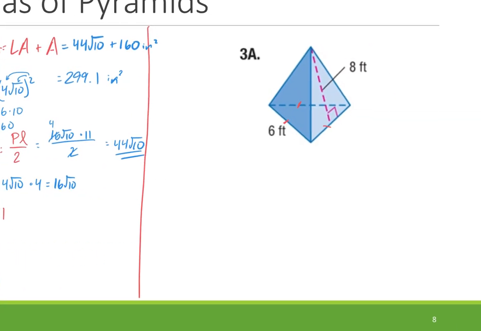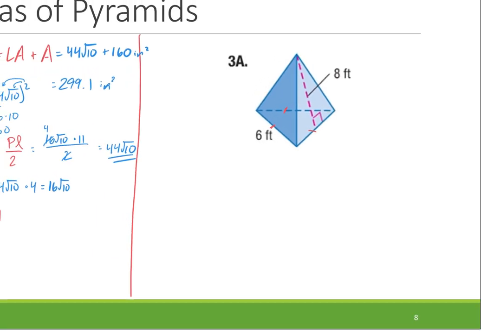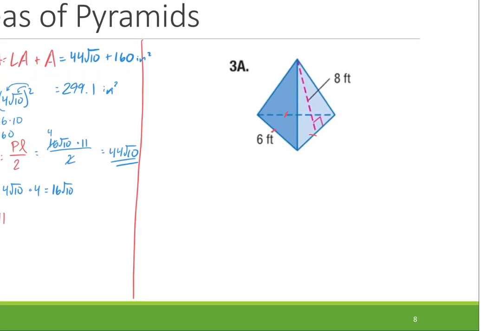All right, next problem. Now over here we have an equilateral triangle. Why don't you give it a chance, see how far you can go, and then when the video plays again, I'll take off and I will start doing the problem with you. Okay, let's see how far you got.